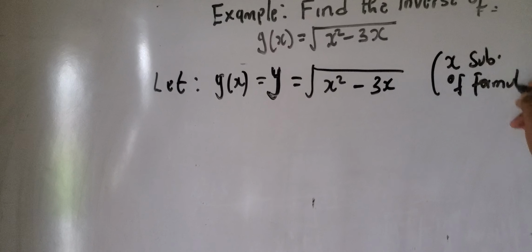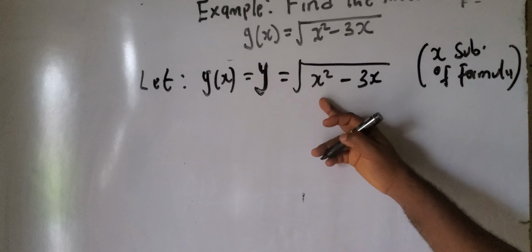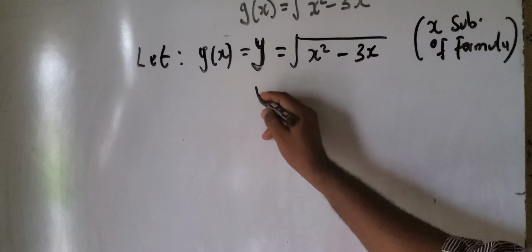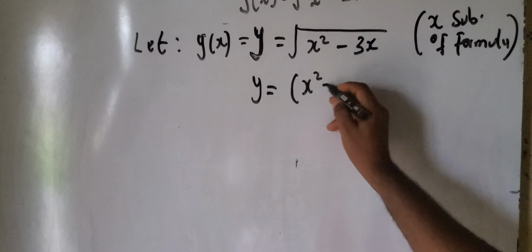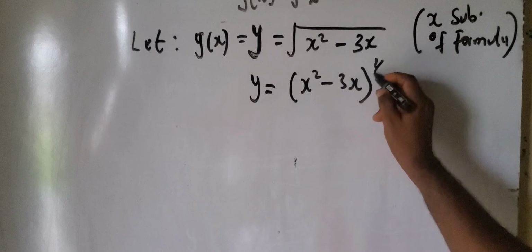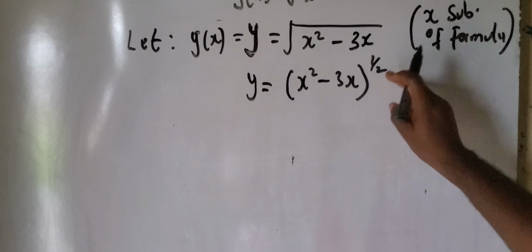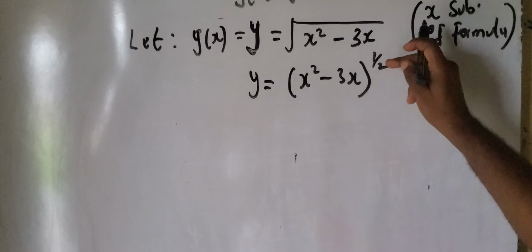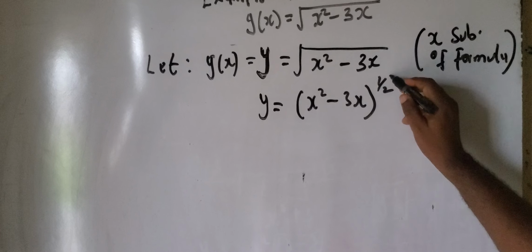How do we do that? Making x the subject of formula means we want to allow x to stand alone. So what I will do first is to remove this square root sign. According to law of indices, the square root sign actually means raised to power half. To remove this half, I must multiply half by its own inverse. The inverse of half is 2. So for this half to cancel out, I multiply it by its own inverse, which is 2.